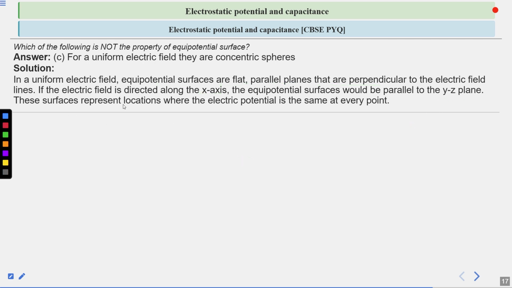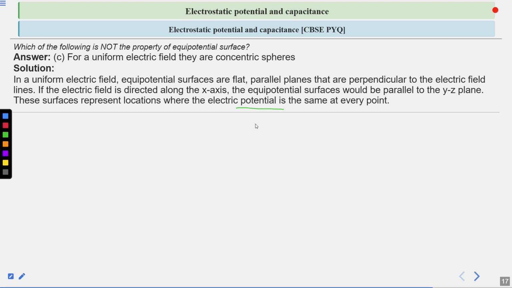These surfaces represent locations where the electric potential is the same at every point. So for any equipotential surface, electric potential is the same at every point. Okay, so why do they not cross each other? According to the first option, why is it a property of equipotential surfaces that they do not cross each other?